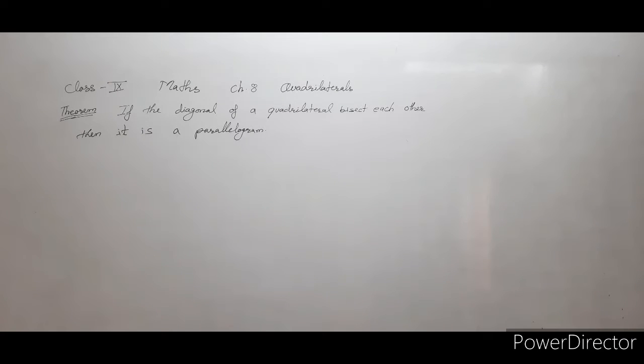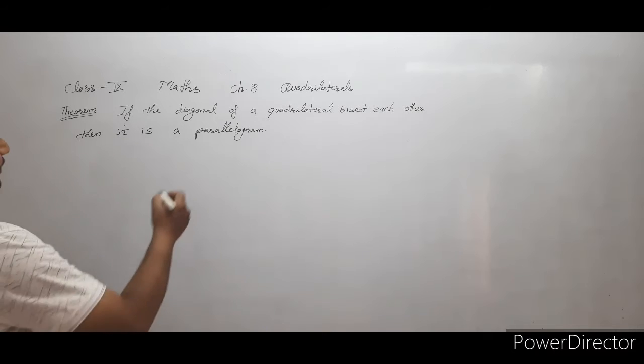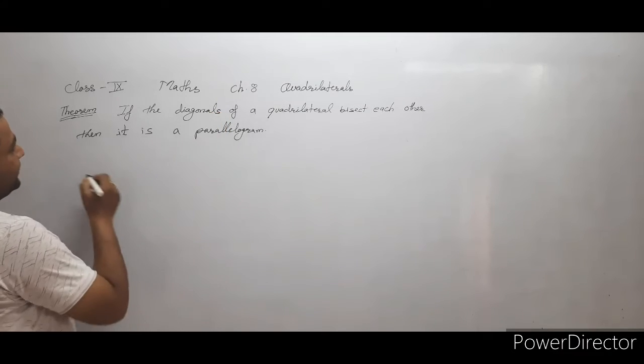Similarly, today we will prove that if the diagonals of a quadrilateral bisect each other, then it is a parallelogram. In the previous theorem we studied that if in a parallelogram diagonals bisect each other, and in today's theorem we will prove the opposite part of that theorem. If the diagonals of a quadrilateral bisect each other, then it is a parallelogram. So, to prove this, first of all we will draw a diagram.